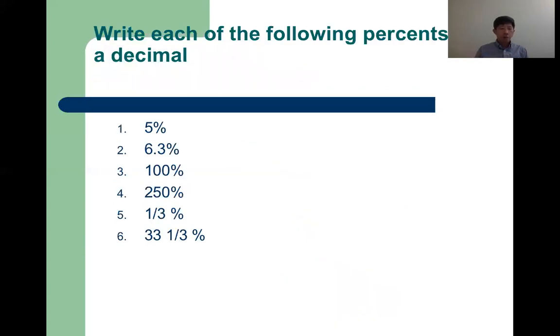Next, 5%. Write each of the following percents as a decimal. So this one we want to write as a decimal, right? Again, we make it a fraction over 100 as a transition, right? So 5% is actually 5 over 100. Does that make sense? All right, does this make sense?